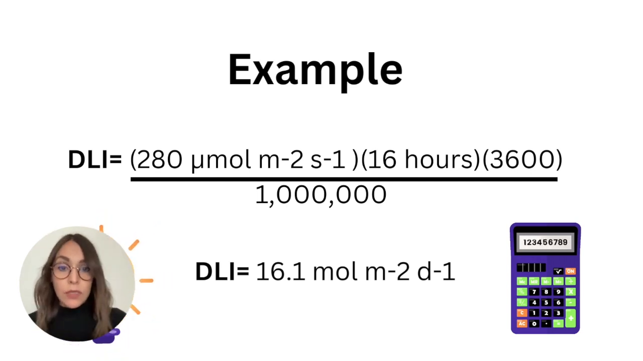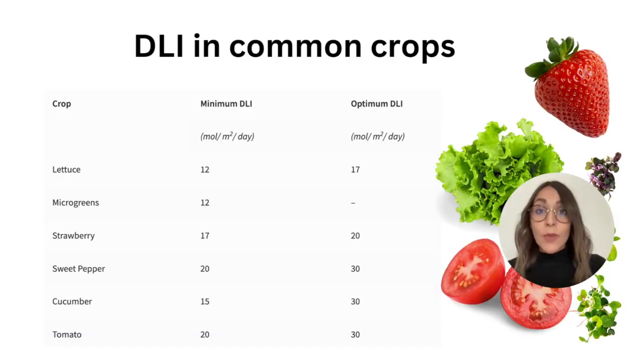So how do we know this? DLI is very important, and this is basically because we have enough information about a lot of crops and their DLI requirements. You can check tables like this one, where you can get to know the minimum and optimum levels of light for different crops. For example, for lettuce, we have a minimum requirement of 12 and an optimum requirement of 17. These are the numbers that you need to check when you are working in a facility where the sole source of light is artificial.